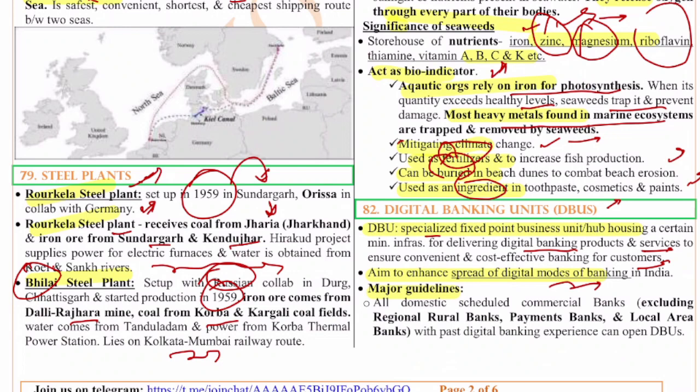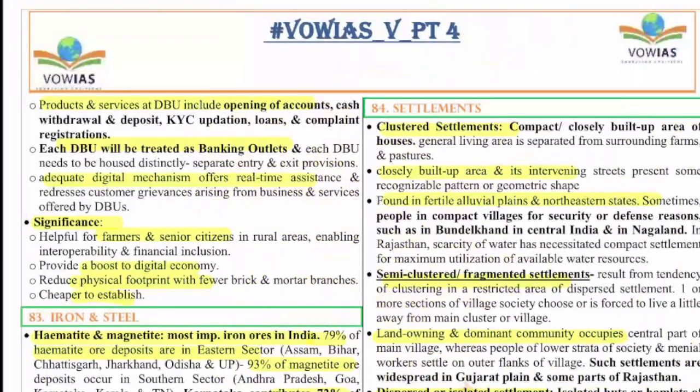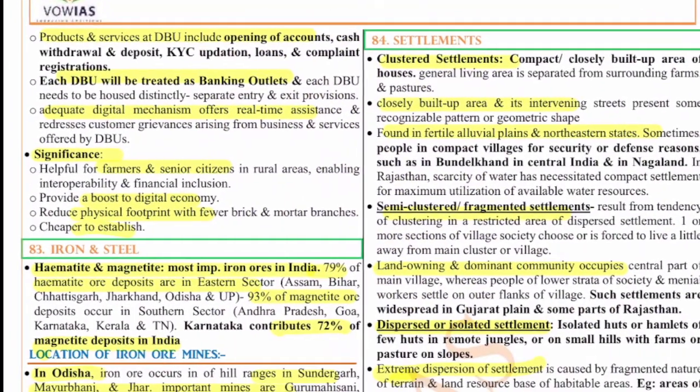And the major guidelines, if you see: all domestic scheduled commercial banks, excluding RRBs, payment banks and local area banks, with past digital banking experience can open these DBUs. That means especially in rural areas, they will not have access to digital devices. But for them to get access to these digital services, these digital banking units can be set up easily. So this is about digital banking units. Now let's move on to the next question.